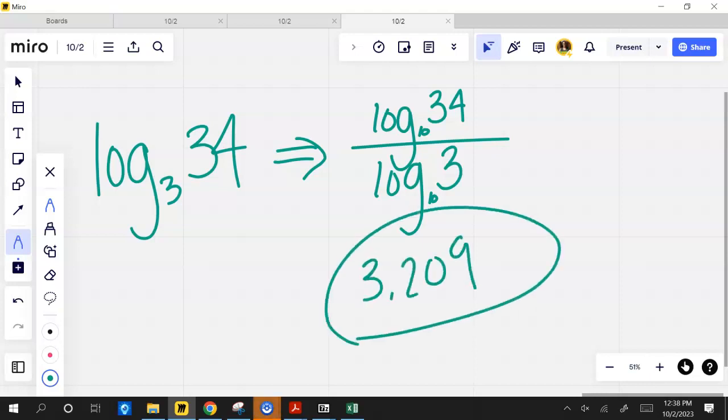3.209. Does that make sense? It's going to be 3.210. All right. This was just supposed to be a refresher introduction back into logs.